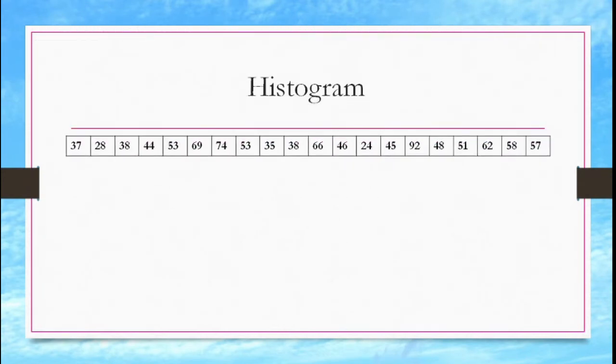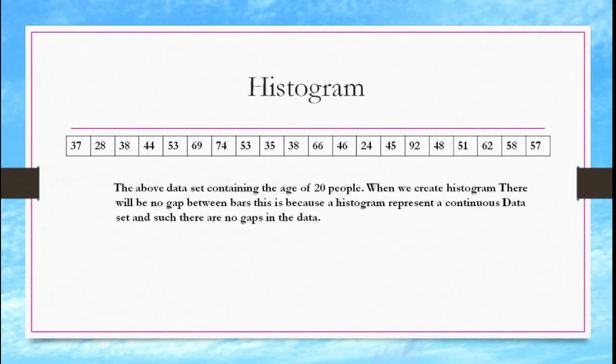Now let us have an example where we have some values. These values are continuous, containing the age of 20 people: person number 1's age, person number 2's age, and so on up to person 20. So this is the data belonging to the ages of 20 people. Now when you want to create a histogram, there will be no gap between bars. This is because a histogram represents a continuous data set. Okay, there is no gap in the data.